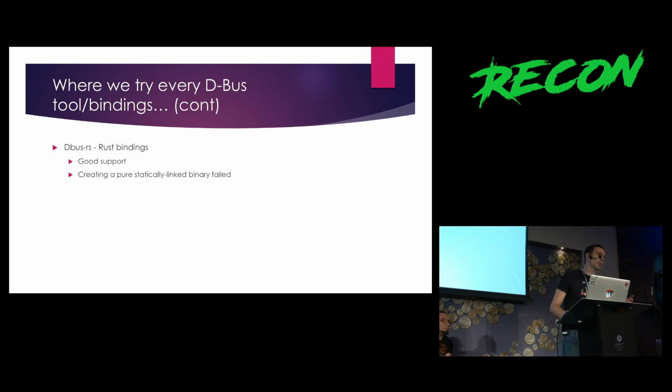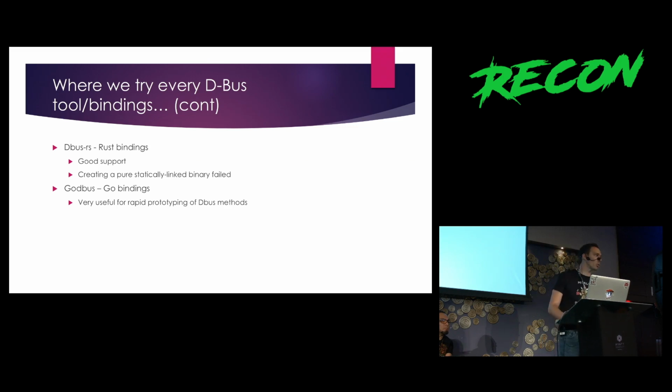Next comes Rust. Let's give it a try, right? We tried to generate a static binary with it, and we found these bindings for Rust, dbus-rs. It also has good support for complex types, but we didn't manage to get a fully static binary. So let's go for our next option, Go.